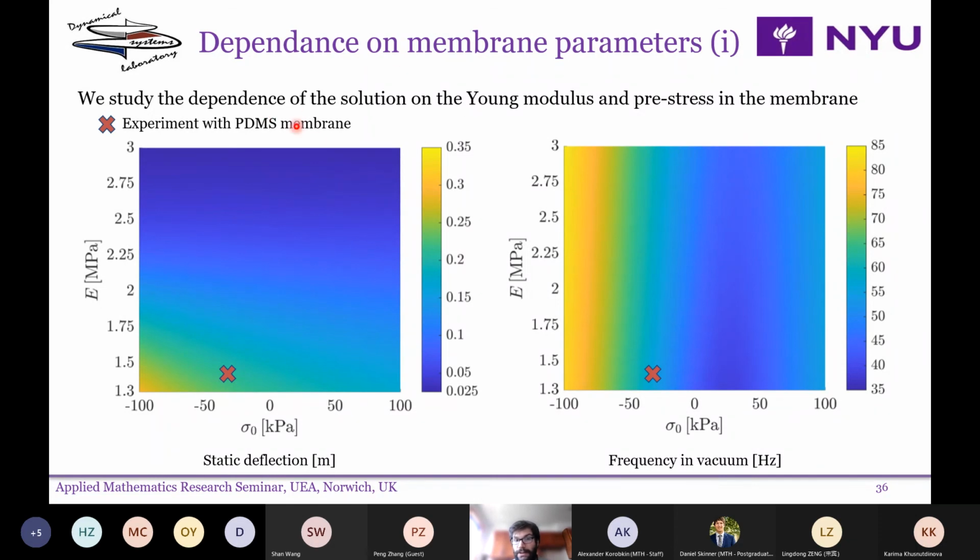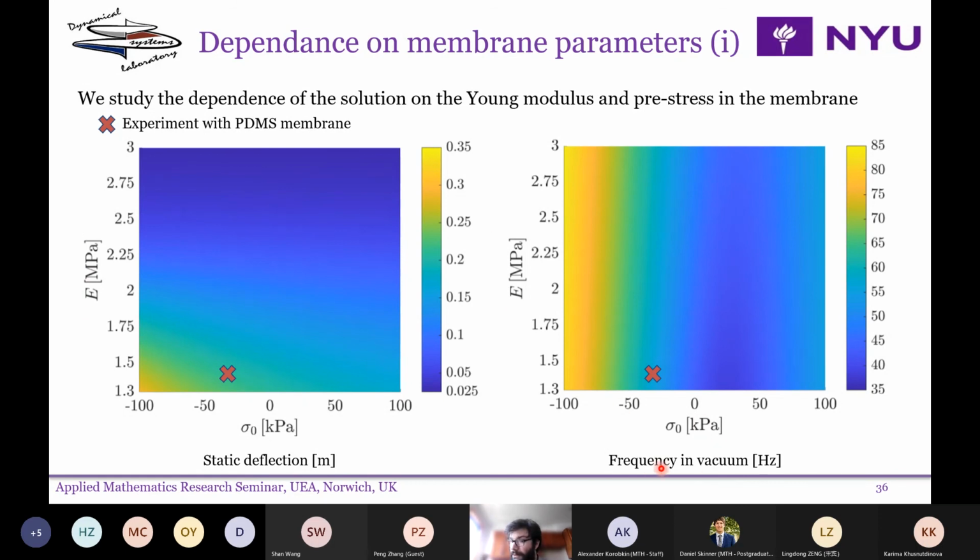And in particular, for the experiments with the PDMS membrane, we found that the static deflection was about 15 millimeters, and the frequency in contact with the fluid was 15 Hertz. And by varying a little bit the material parameters, considering that it's a polymer, we found that we can actually match these experimental results. In addition, we see that the static deflection does not depend very much on the pre-stress that we have in the membrane, but is more dependent on the Young modulus.